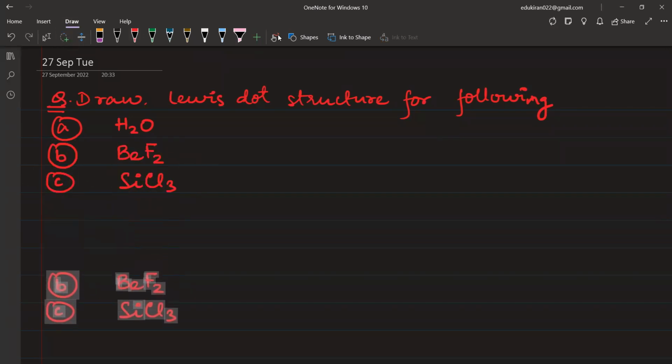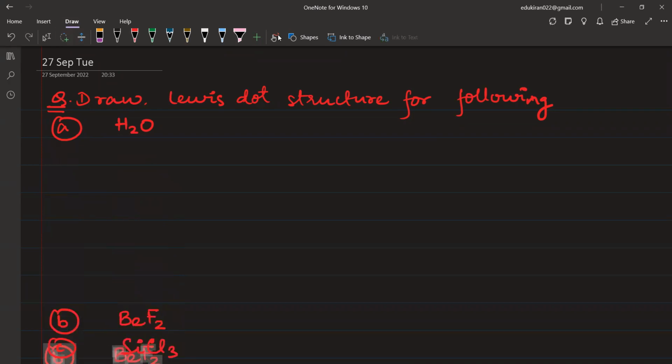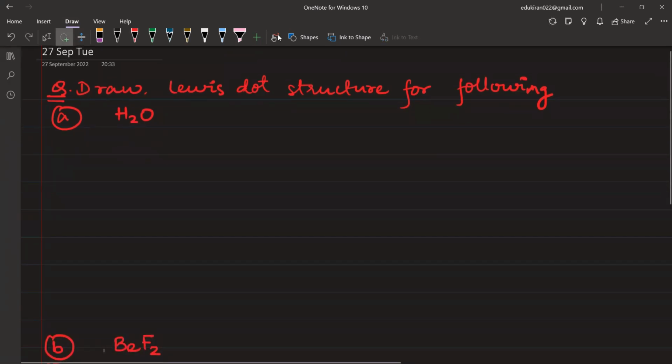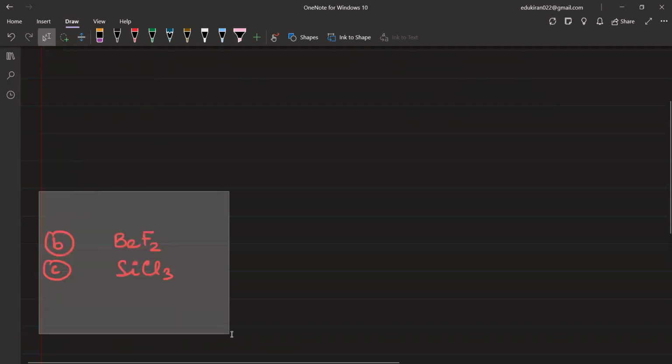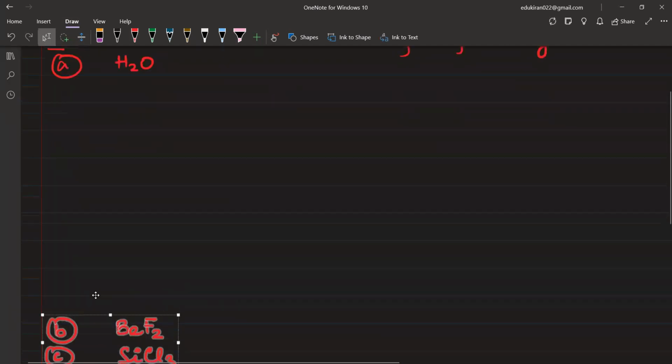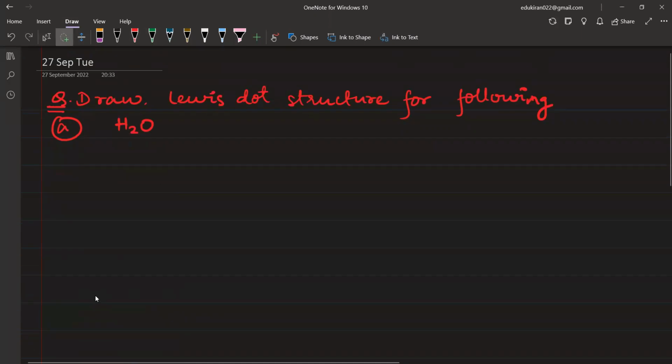Okay, so who will tell me what are the steps for Lewis dot structure? What's the first thing that we do? Iram and Abdullah, you tell me, guys. What's the first step for Lewis dot structure? Determining the total valence electron. Yeah. So the total valence electron will be how much?